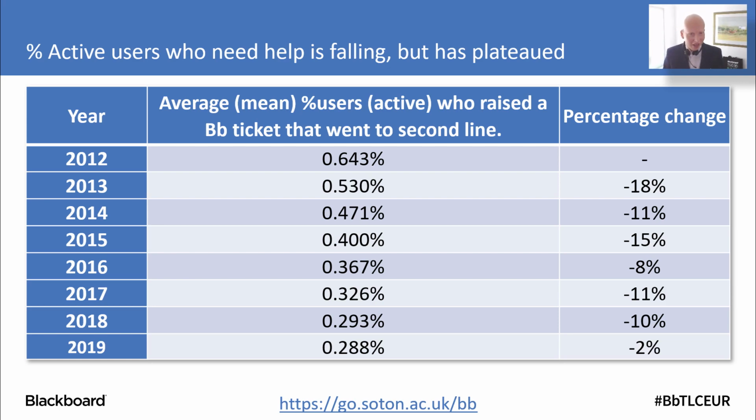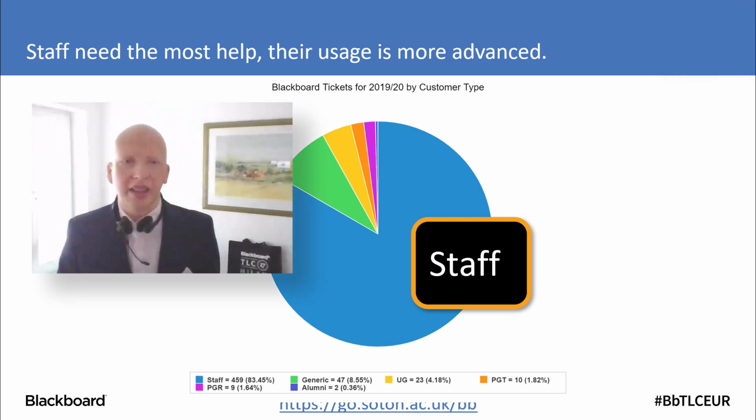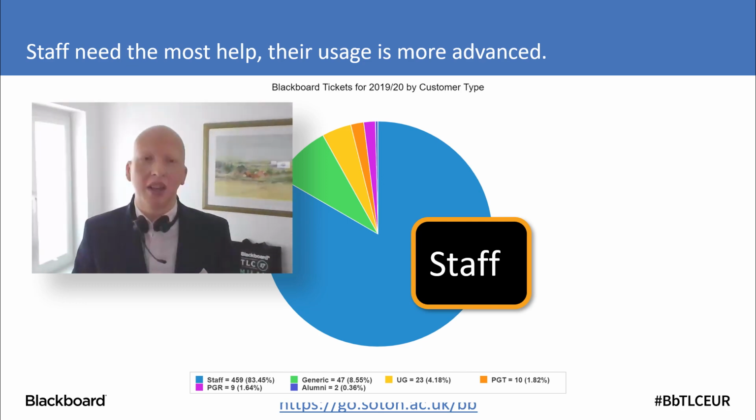But last year, it really only reduced by 2%. So I'm thinking maybe it's plateaued. So I was already looking for something new, something better that I could do that might help to reduce tickets. Also, when we look at which groups raise tickets, the large blue part of this pie chart is the staff.